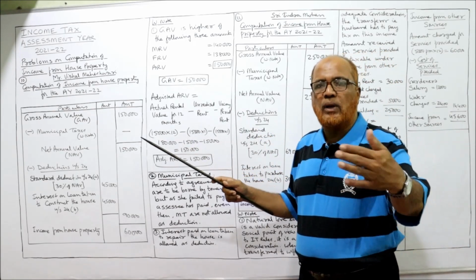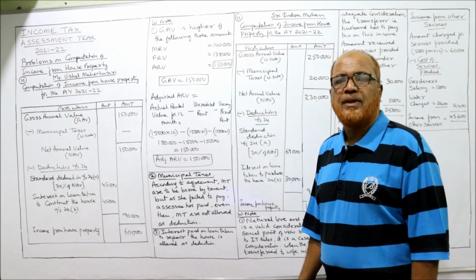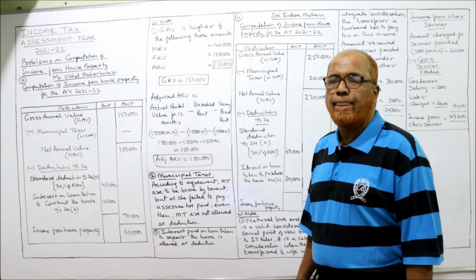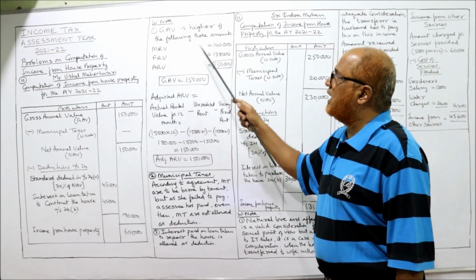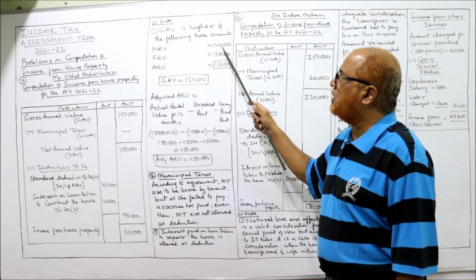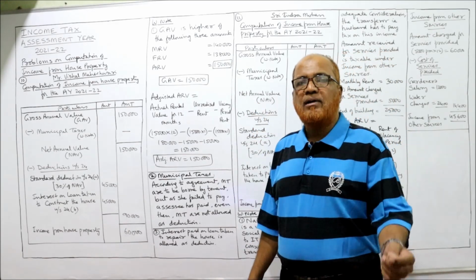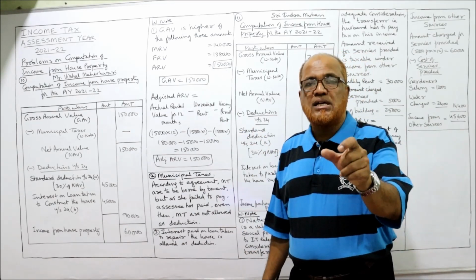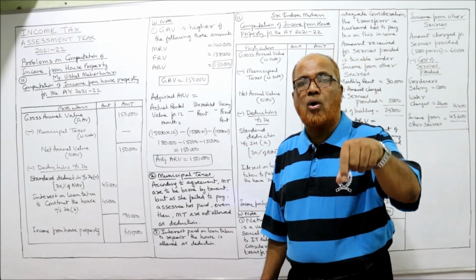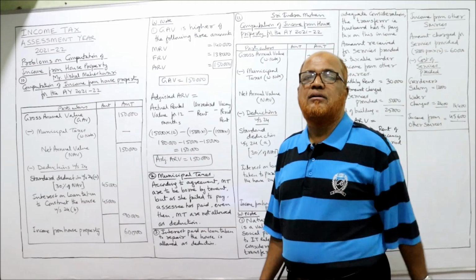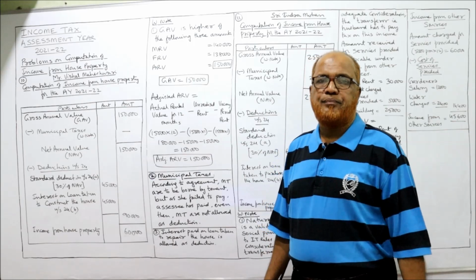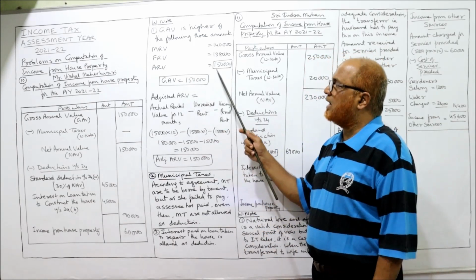In other words, you can do it like this also. ERV is the higher of MRV and FRV. MRV, FRV, the higher is ERV, 1,40,000. But our ARV is 1,50,000. So adjusted ARV is more than ERV. So adjusted ARV is the GAV. So gross annual value is 1,50,000.